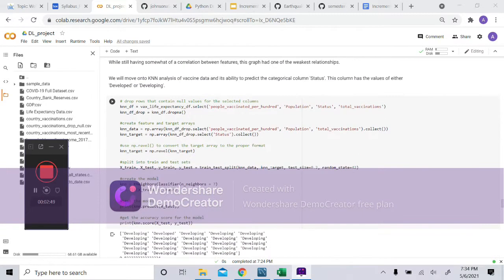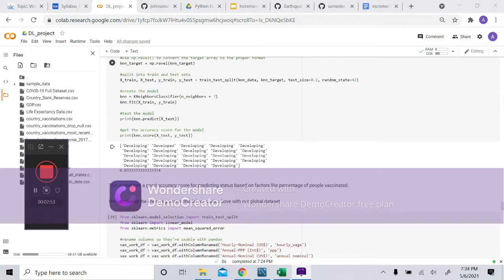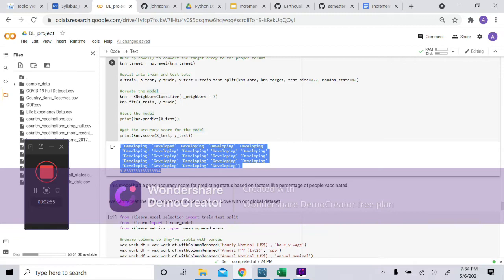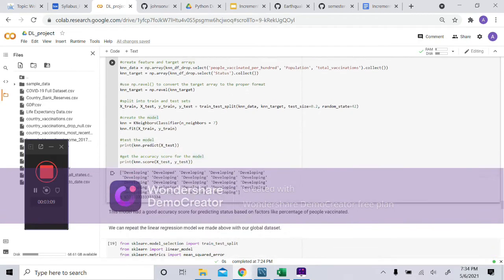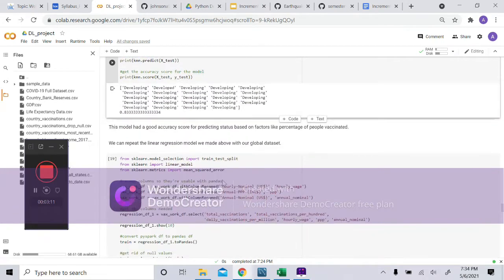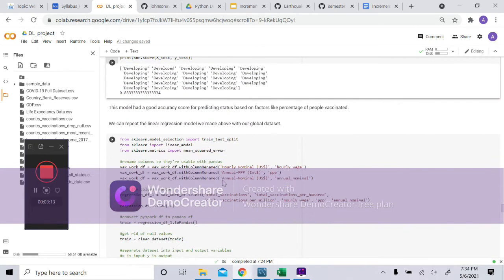So then here we were able to use a categorical column. So this KNN analysis had a much higher accuracy score of 83%. And we used all of these columns here to predict the status column. So it was either developing or developed, and it was able to accurately predict that 83% of the time. So there is a strong relationship between those variables.